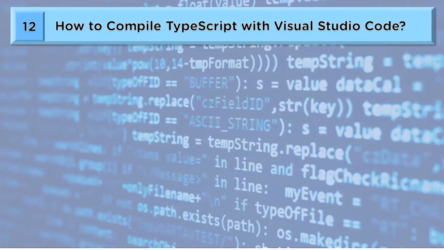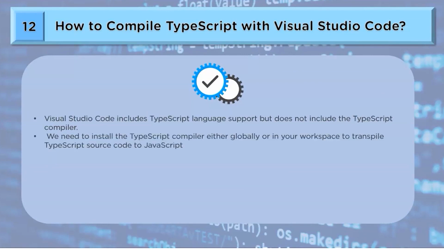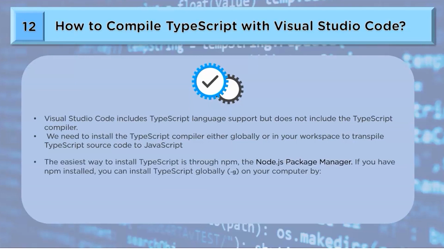How to compile TypeScript with Visual Studio Code? Visual Studio Code includes TypeScript language support, but does not include the TypeScript compiler. We need to install the TypeScript compiler either globally or in our workspace to transpile TypeScript source code to JavaScript. The easiest way to install TypeScript is through the Node.js package manager. If you have npm installed, you can install TypeScript globally on your computer by using this command: npm install -g typescript. We can test the installed TypeScript by checking the version or help. For this, run the command tsc --version.